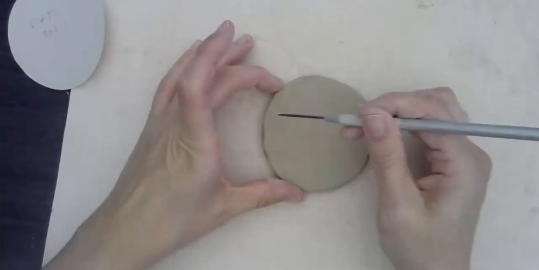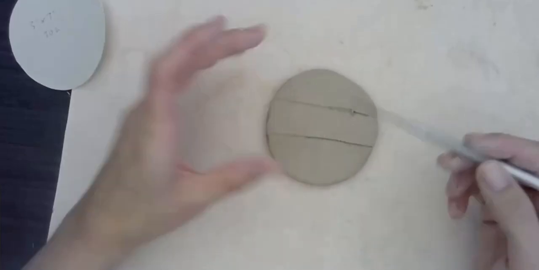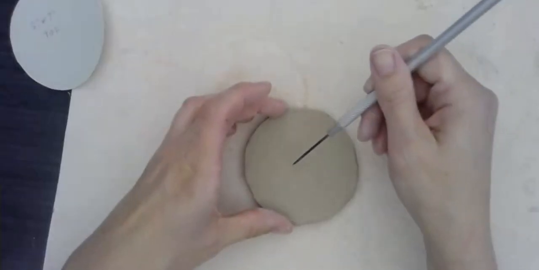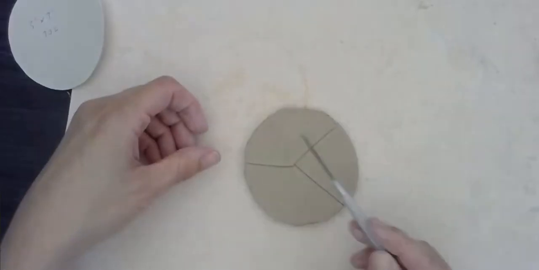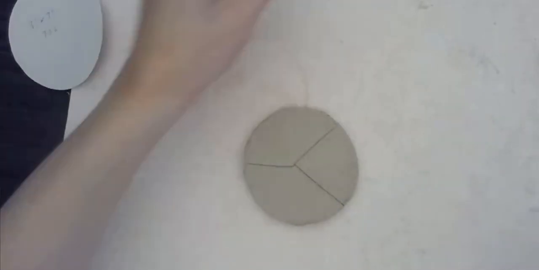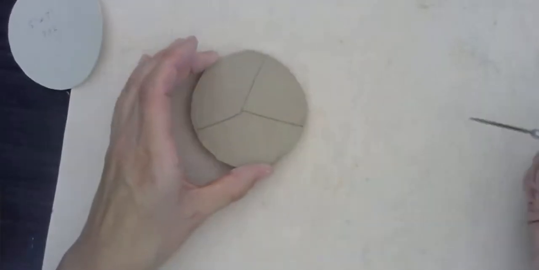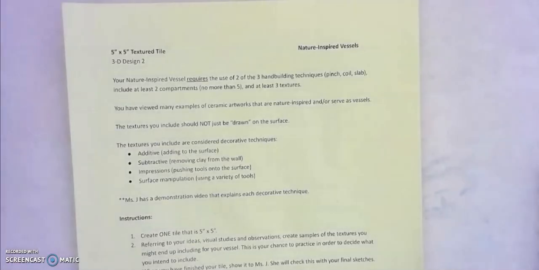You could potentially section your tile off into 3 parts and do textures within all 3. You could just do it like that and have 3 different textures. It's up to you. I should be able to understand that you have at least 3 different textures on your tile. So let's first focus on impressions.